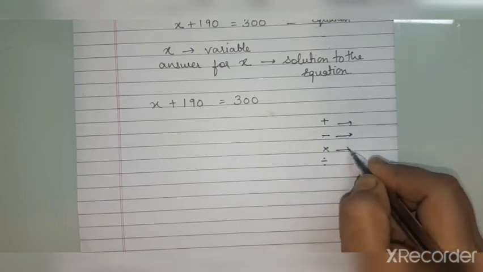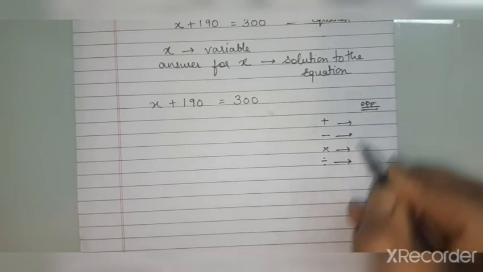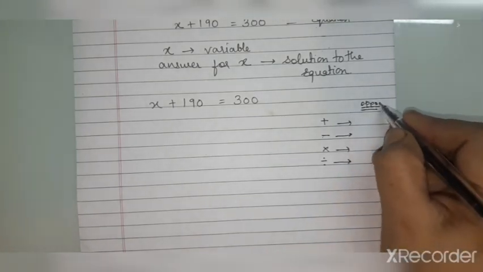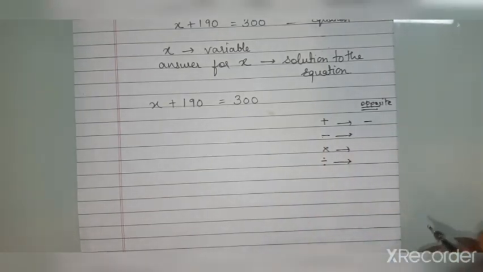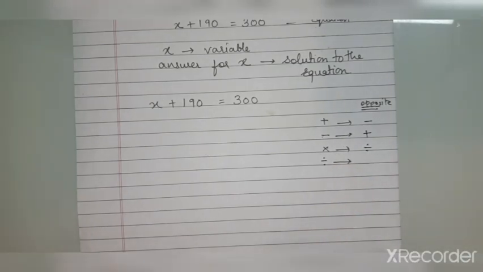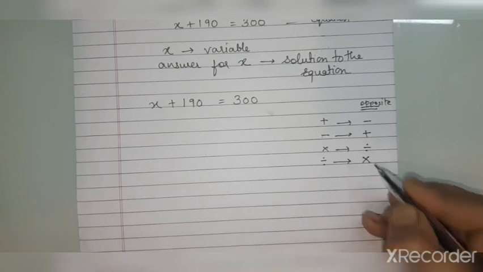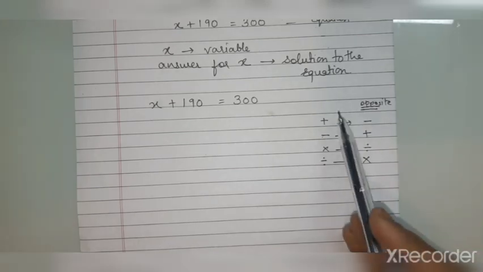Now what will be the opposite for these operations? The opposite to addition will be subtraction. The opposite to subtraction will be addition. Opposite to multiplication will be division. And opposite to division will be multiplication. Keep this in mind.